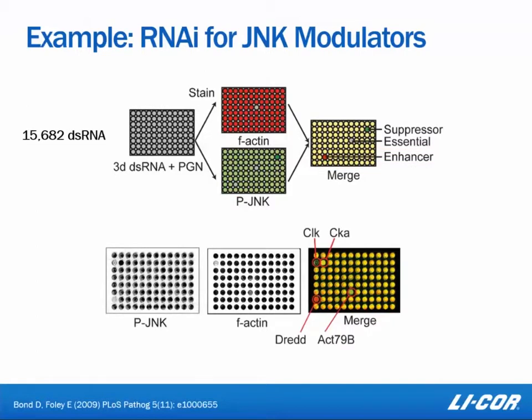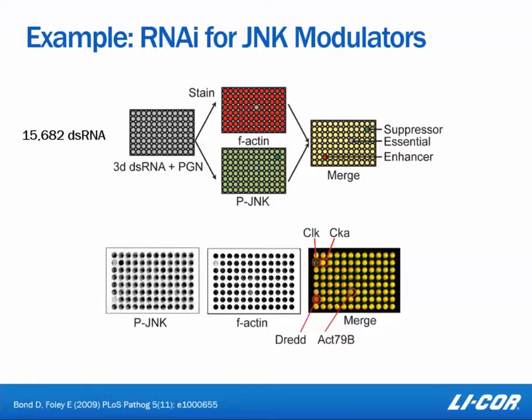And shown here is an example of an In-Cell Western Assay image. Shown on the left is their phospho-JNK signal, the middle their actin, and on the right is the merge of the two. And here they could identify CLK and ACT79B as essential genes. And they could also identify a known enhancer and suppressor to the IMD pathway, DREDD and CKA respectively.